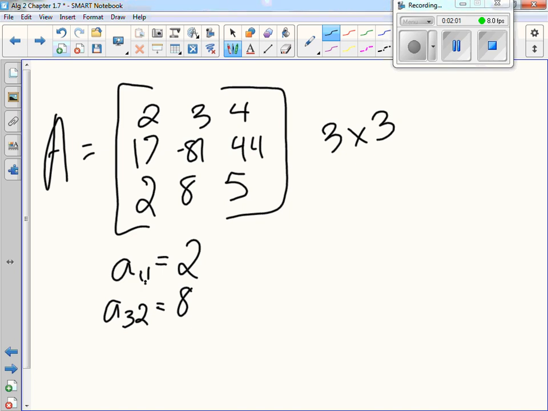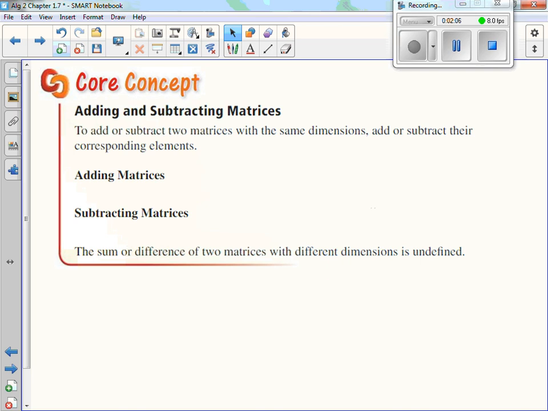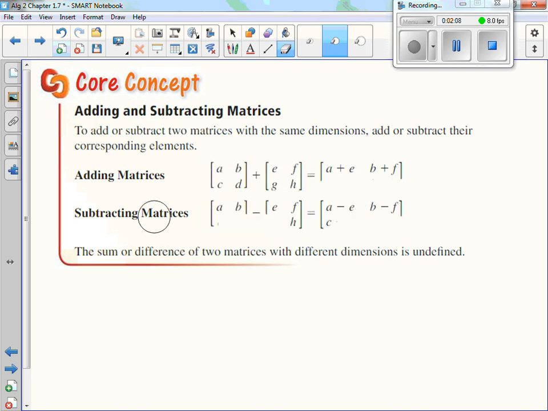And that's it. So this is kind of some of the stuff with matrices. Now, what we're really looking at today is two things, adding and subtracting matrices. When we add or subtract, one thing has to be true: the dimensions of anything we add or subtract have to be the same. They have to line up.